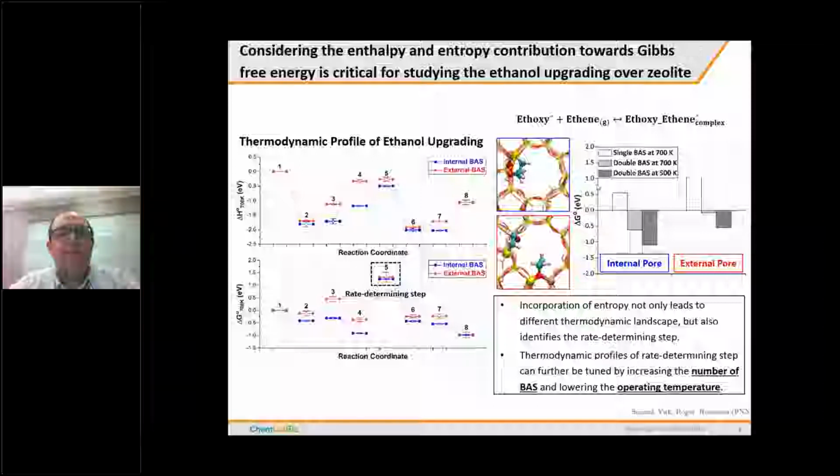Here on the right-hand side, we tested single Brønsted acid sites versus double Brønsted acid sites, showing the improvement for both internal and external pore. We also try to decrease the temperature, and then you see a lot more enhancements for both internal and external pore. So we concluded that the thermodynamic profile is tuned by increasing the Brønsted acid site size and also lowering the operating temperature. That is a good point to give to the experimental group.